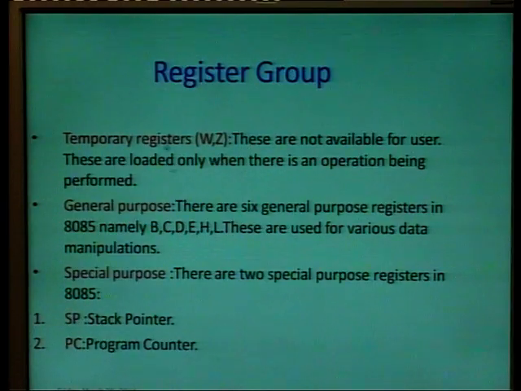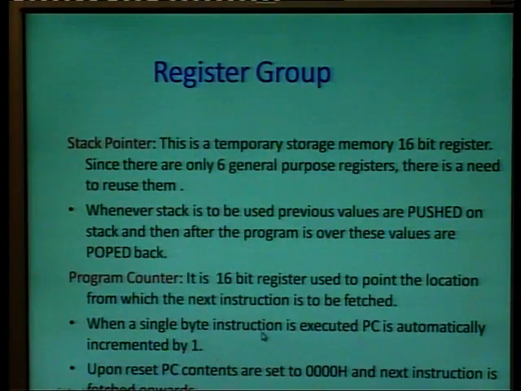Register groups: in the register groups there are the temporary registers W and Z, which are not available for the user. They are loaded only when there is an operation being performed. General purpose registers: in 8085 there are B, C, D, E, H and L, used for various data manipulations, and we have the stack pointer and program counter. The stack pointer is a temporary storage memory 16-bit register. Since there are only 6 general purpose registers, there is a need to reuse them.